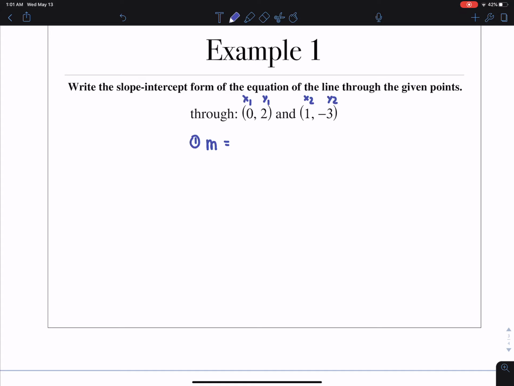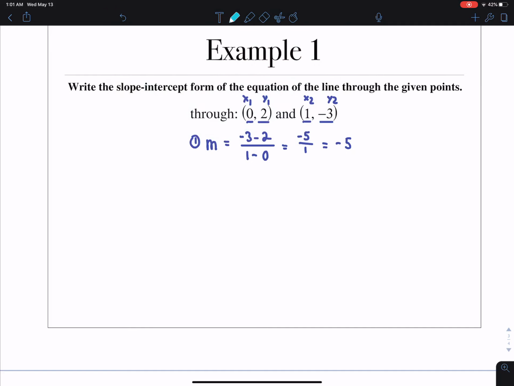So our slope is y2 minus y1, which is -3 minus 2 over x2 minus x1, 1 minus 0. So -3 minus 2 is -5, and then 1 minus 0 is 1, and -5 divided by 1 is simply -5.